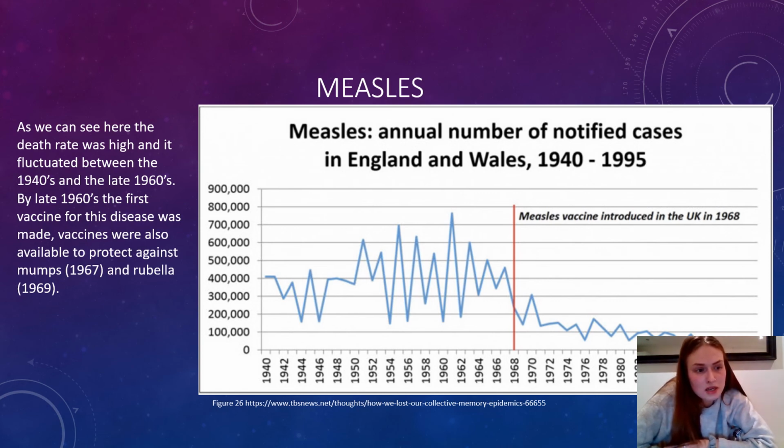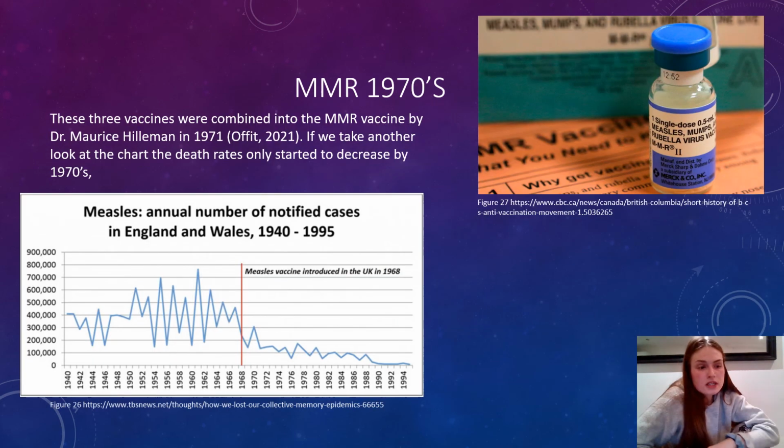By the late 1960s, the first vaccination for the disease was made. Vaccines are also available to protect against mumps and rubella. These vaccinations were combined into the MMR vaccine by Dr. Maurice Hilleman in 1971. If we take another look at the chart, the death rates only started to decrease by the 1970s. Now, to the present day, there has only been one death, and this proves that the vaccination has been a success.